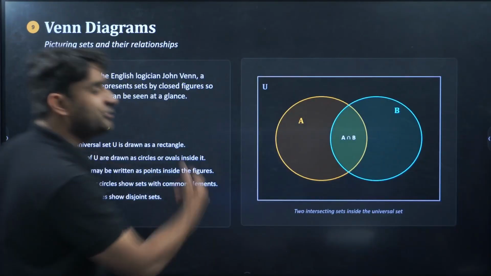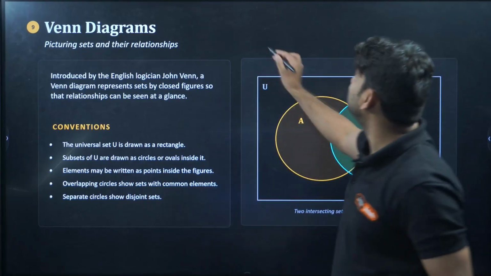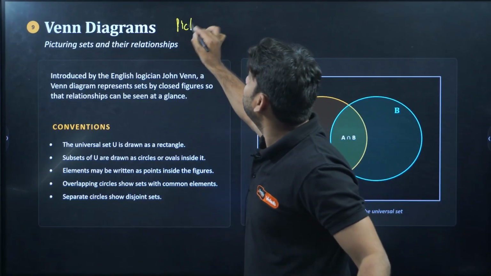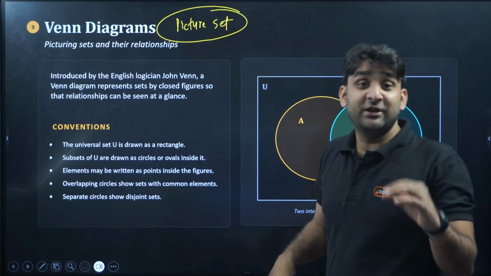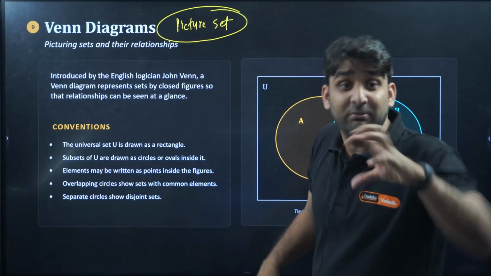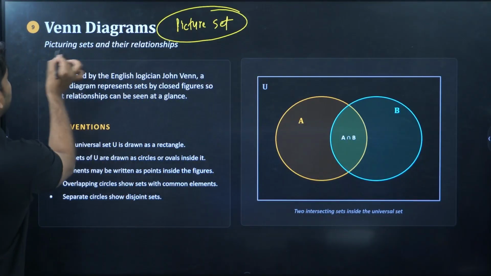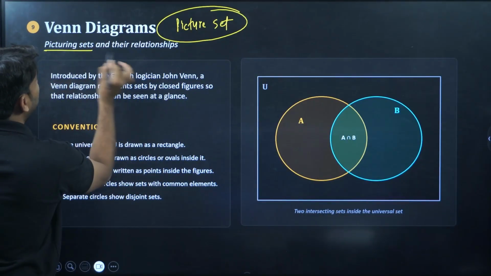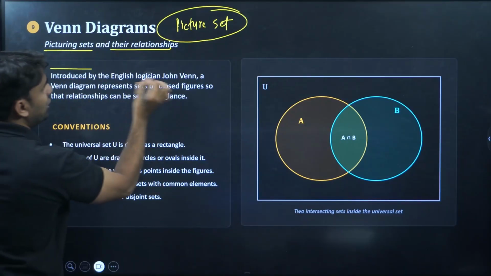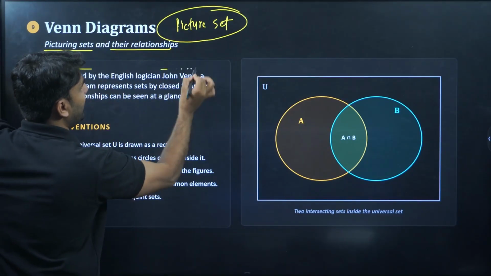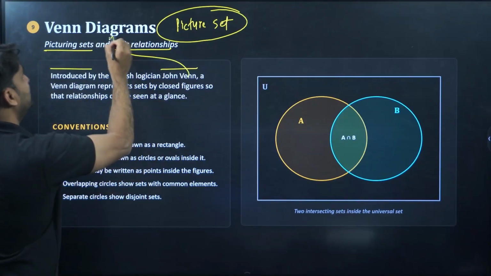Okay, now let's talk about Venn diagram. A Venn diagram is basically a picture of sets, to represent a set by a picture. How can you show a set by a diagram? So let's talk about it. Picturing sets and their relationships is called a Venn diagram. It was introduced by the English logician John Venn. He was the man who introduced the Venn diagram, and that's why it is called a Venn diagram.